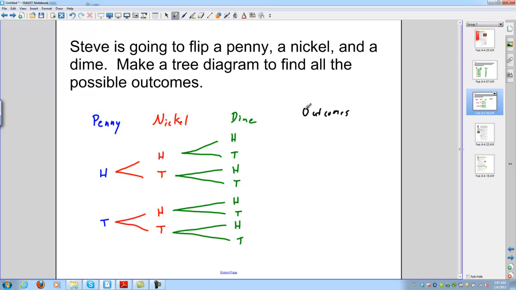But the nice thing about the tree diagram is you can just read right along the branch and it'll tell you. So you could get 3 heads, heads, heads, tails, heads, tails, heads, heads, tails, tails, tails, heads, heads, tails, heads, tails, tails, tails, heads, tails, tails, tails. 1, 2, 3, 4, 5, 6, 7, 8. 8 possible outcomes.